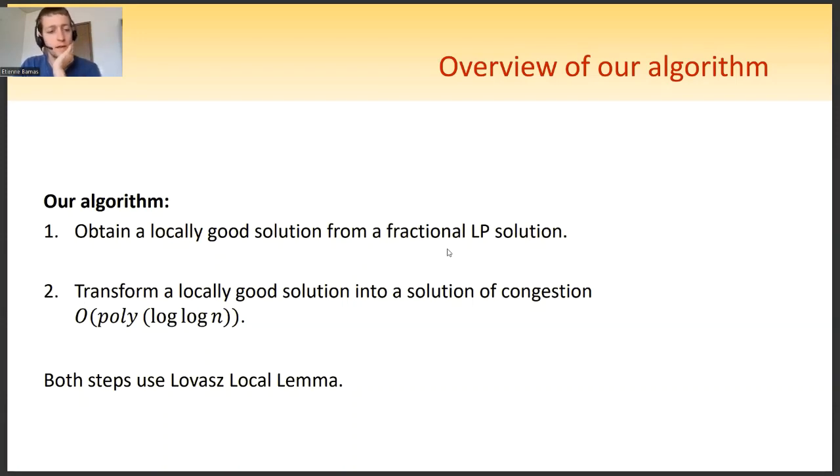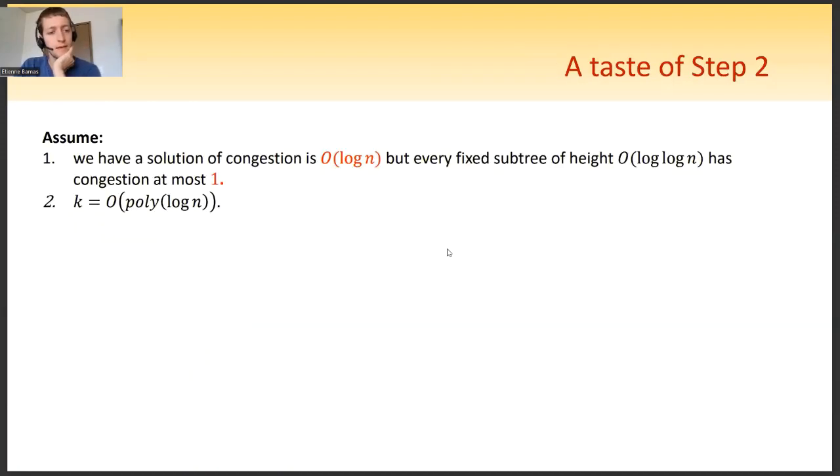So now to finish this talk, I'd just like to give you a taste of how we do the second step. So just an illustration of our techniques on a simplified example. So let's assume the following. Remember, I want to transform a locally good solution into a solution of congestion polylog log n. So let's just have slightly stronger assumptions. Let me assume that we have a solution of congestion log n, but locally there is no congestion. So inside each subtree of height log n, there's congestion at most 1.